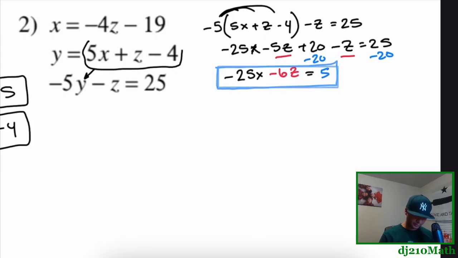Box this so we don't lose it. Can I plug this into the other one? That's the question. There is no y. So what can we do?